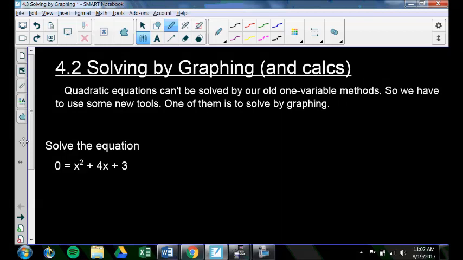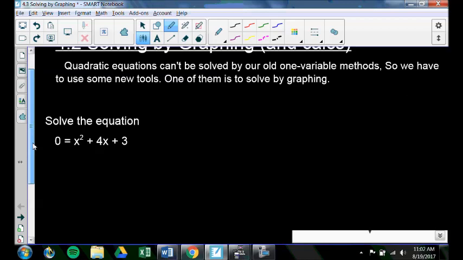4.2 is solving by graphing. We'll also do it with calculators and Desmos. Quadratic equations with two variables can't be solved with one variable method, so we can't just try to get x by itself. One option that we have, however, instead of trying to solve it just with straight algebra, is graphing it.